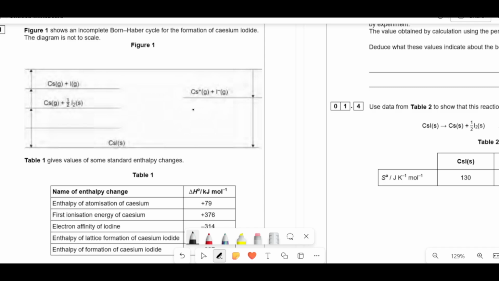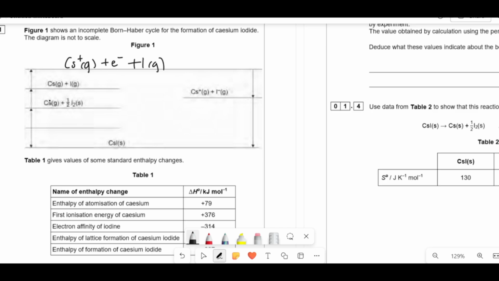So if we look here at this top line, we're going from cesium gas plus iodine gas to something, and then all of a sudden you've got Cs+ gas and I minus. So the difference between here and here is that this has become positive and that has become negative. So whatever line this must be must change this one into Cs+. So you should think in your head, okay, I'm going from gaseous cesium atoms to a cesium 1 plus ion. That is the first ionization energy.